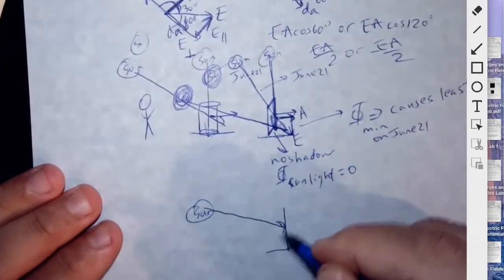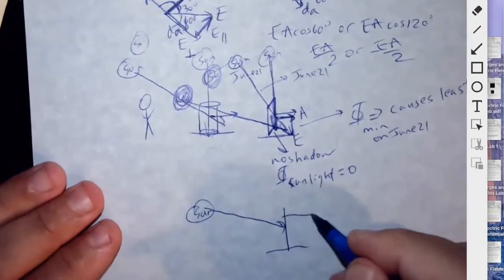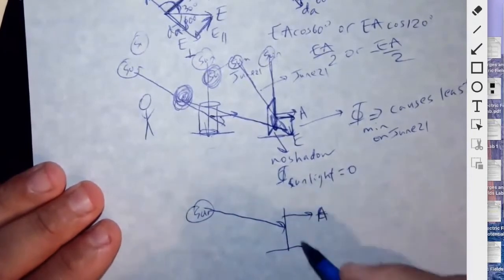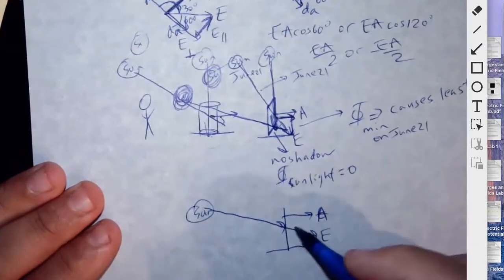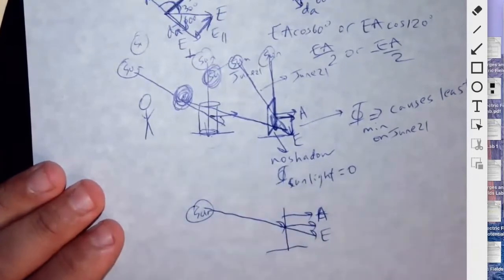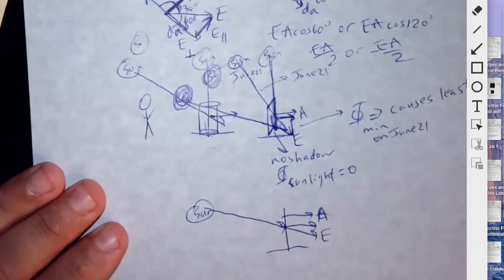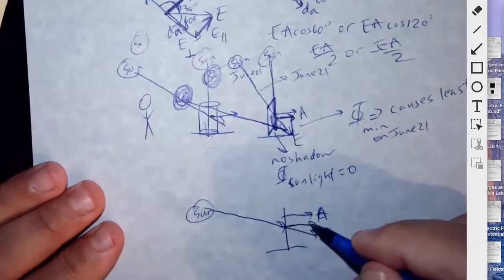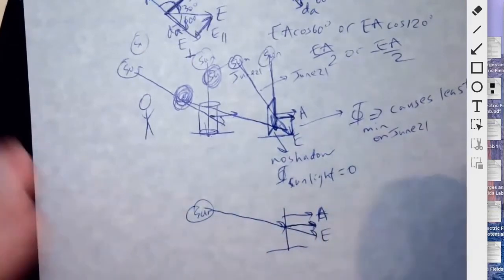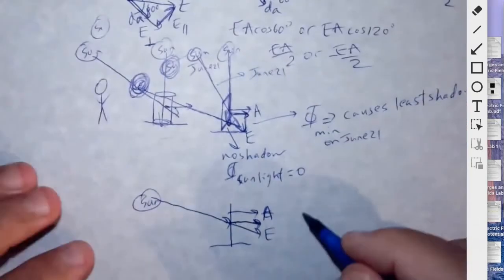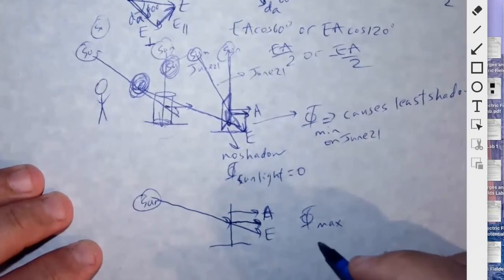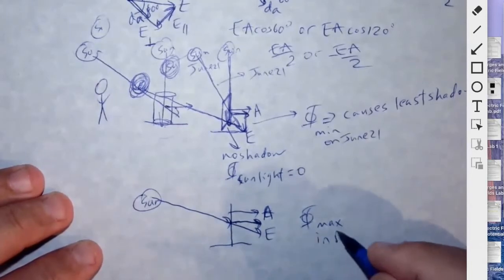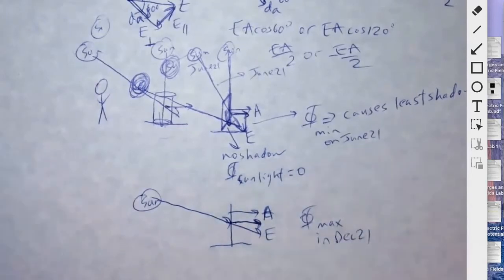And so it goes like this, right? So then you have A, and then this is the E. And so the flux is maximum in December. The flux lines going or not going through you, essentially, you see. So the flux is at its maximum value on December 21. That's the beginning of winter, you see.